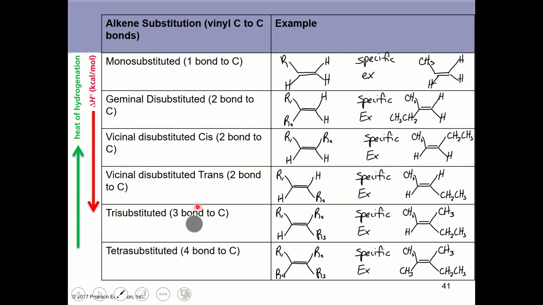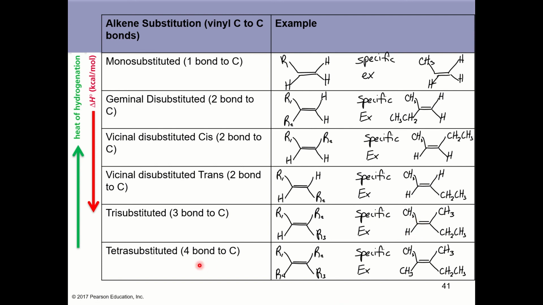Then we have tri-substituted, when the vinyl carbons have a total of 3 bonds to carbon. So one of the vinyl carbons will have 1 bond to carbon and the other vinyl carbon will have 2 bonds to carbon. It doesn't matter in which order that occurs. It could be the right or left vinyl carbon. And we have our specific example. So the total number of bonds from the vinyl carbons to carbon should be 3, which means there's only 1 hydrogen bonded to a vinyl carbon.